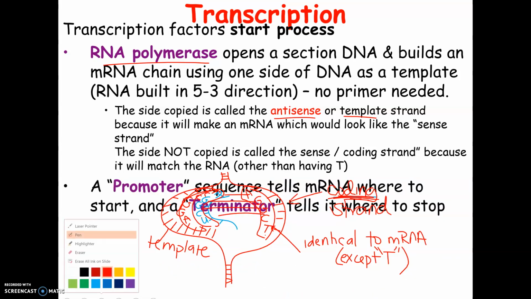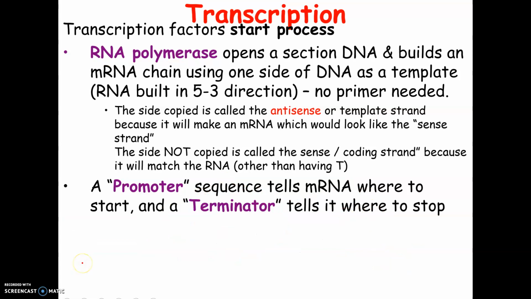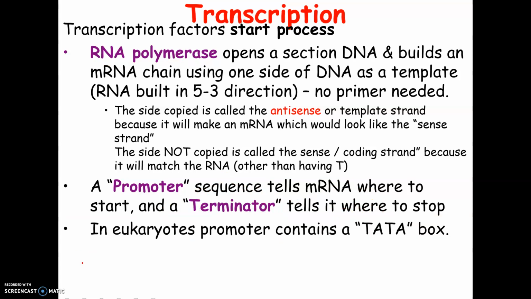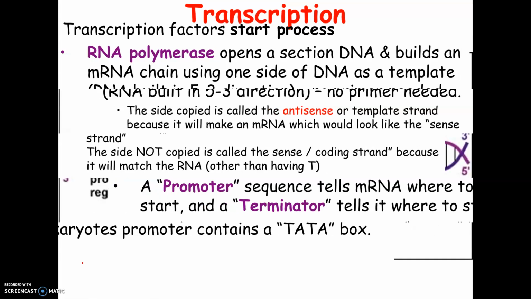There's also a promoter that tells it where to start and a terminator that tells it where to stop. And there's an area called the TATA box that contains this promoter. Again, this all goes along with the transcription factors, the idea that we're not copying the entirety of DNA, both sides, top to bottom. We're copying one gene on one side of the DNA. We're making just a template of that in mRNA that's going to now go to the ribosomes.